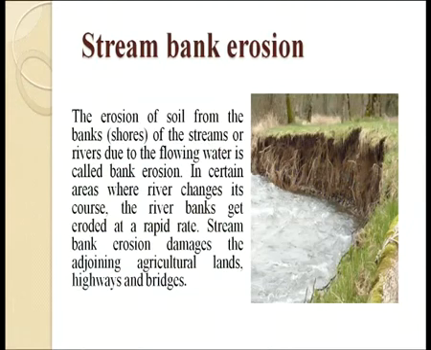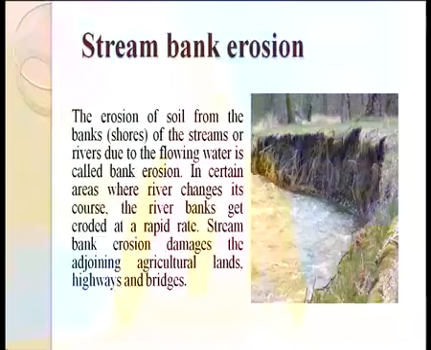Now, stream bank erosion. The erosion of soil from the bank of streams or rivers due to flowing water is called bank erosion. In certain areas, when a river changes its course, the river banks get eroded at a rapid rate. Stream bank erosion damages the adjoining agricultural land, highways and bridges.